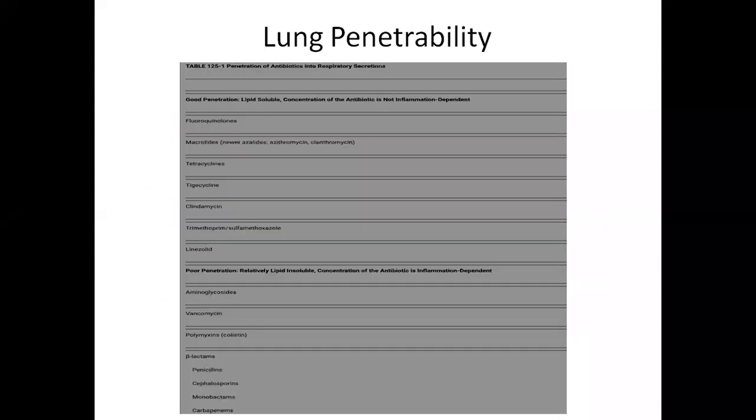Coming to lung penetrability, lipid-soluble antibiotics will have high penetrability, among them fluoroquinolones, macrolides, tetracyclines, and even linezolid and ceftriaxone. The routine antibiotics you are going to prescribe, beta-lactams, polymyxins, vancomycin, and aminoglycosides, will have less penetrability. But if you have pneumonia and inflammation is there, the penetrability will go up. These are the things you need to keep in mind when choosing the antibiotic. Among the oral antibiotics, amoxicillin has better penetrability than ampicillin and other drugs, so try to use amoxicillin over other beta-lactams when prescribing for pneumonias.